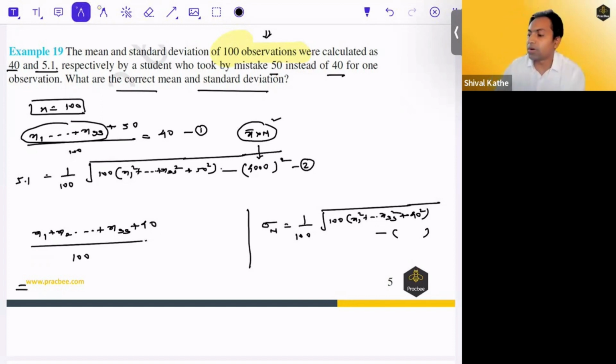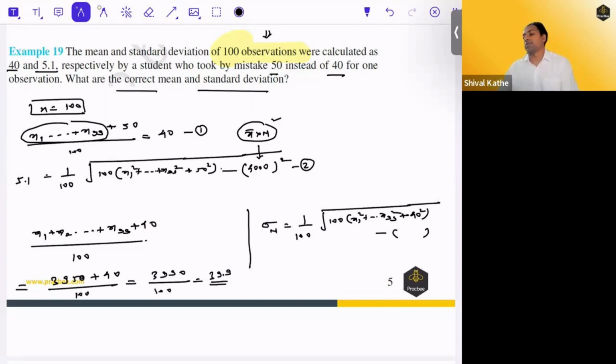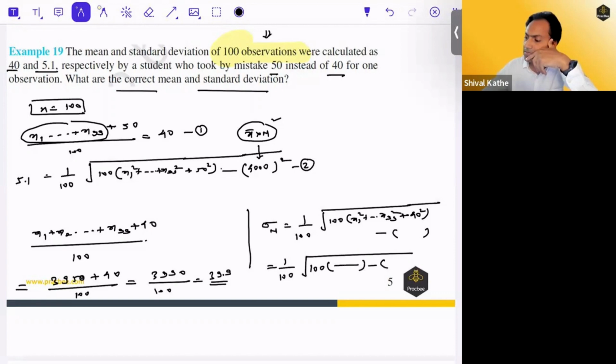It is nothing but 4,000 minus 50, 3,950 plus 40 by 100. So it becomes 3,990 by 100 and it is 39.9. This comes out to be the new number. And if I put it here, this becomes 1 by 100 into root of 100 into all of this minus 3,990 whole square. Now the only thing you have to do is find its value from here and substitute it here. You will get the answer.